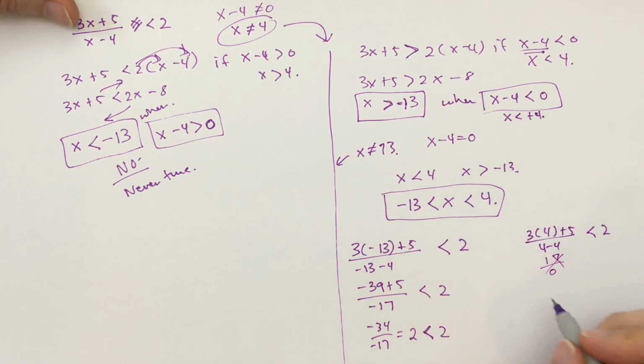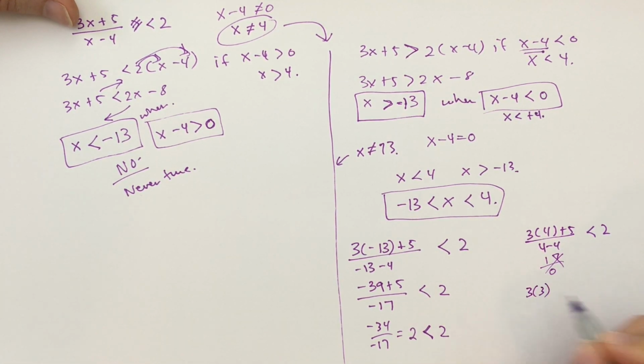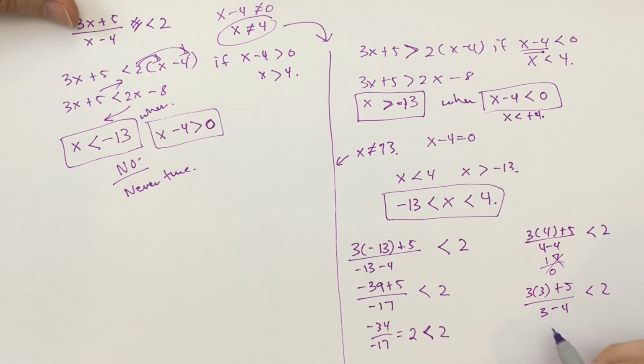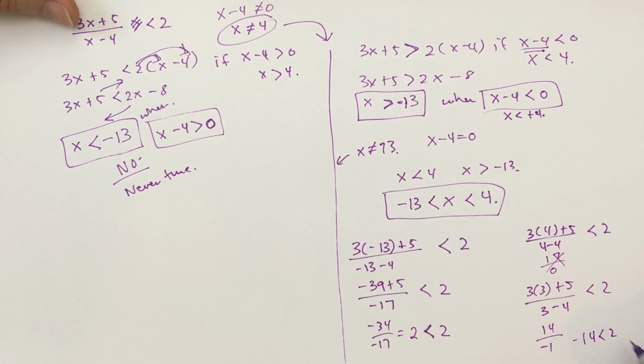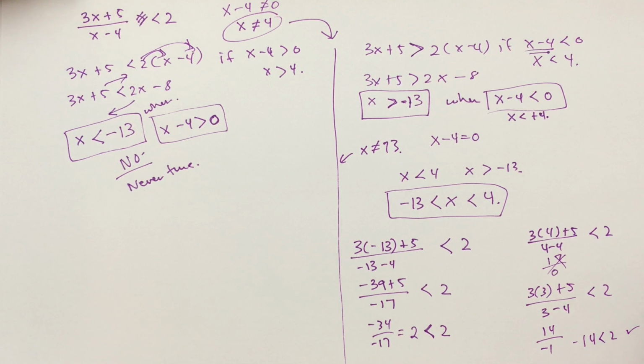Let's try something smaller than 4. Let's try 3. So 3 times 3 plus 5 all over 3 minus 4 is supposed to be less than 2. So 9 plus 5 is 14 divided by negative 1. So we get negative 14 is less than 2. And indeed, that's true. Negative 14 is less than 2.